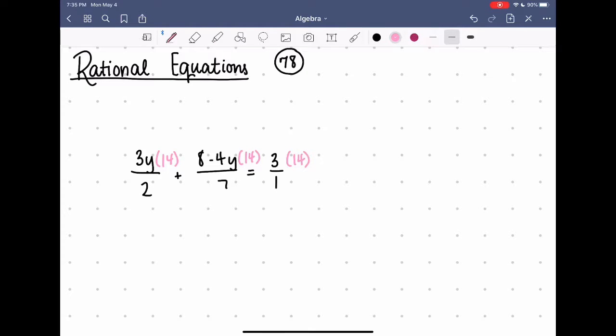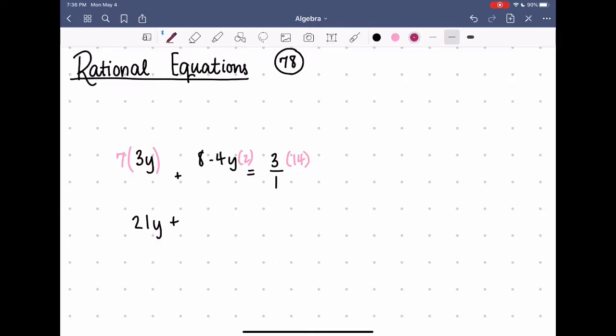And when I do that, this middle term here is going to set me up for some distributive property, so I have to make sure that I do that one right. When I simplify this fraction here, the 14 over 2, I really end up having a 7 on the top times that 3y, which is 21y. Over here, I have 14 over 7, which simplifies to a 2. So I can get rid of that denominator and really just multiply the top by 2.